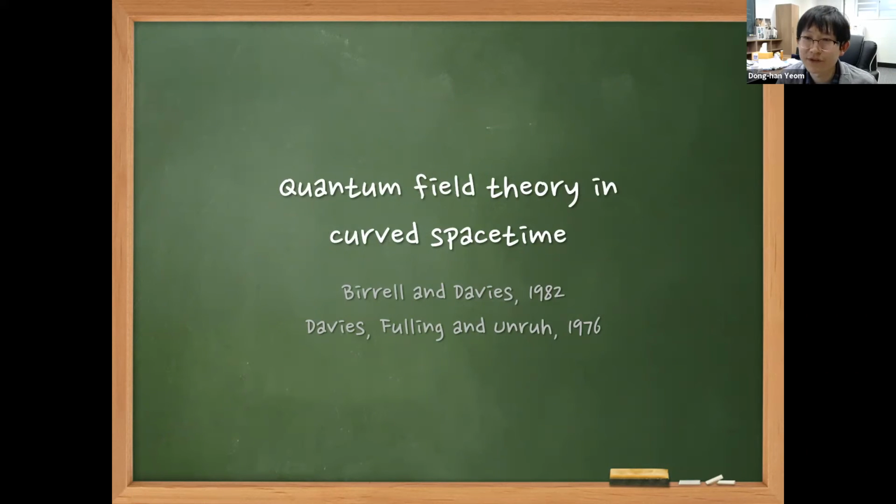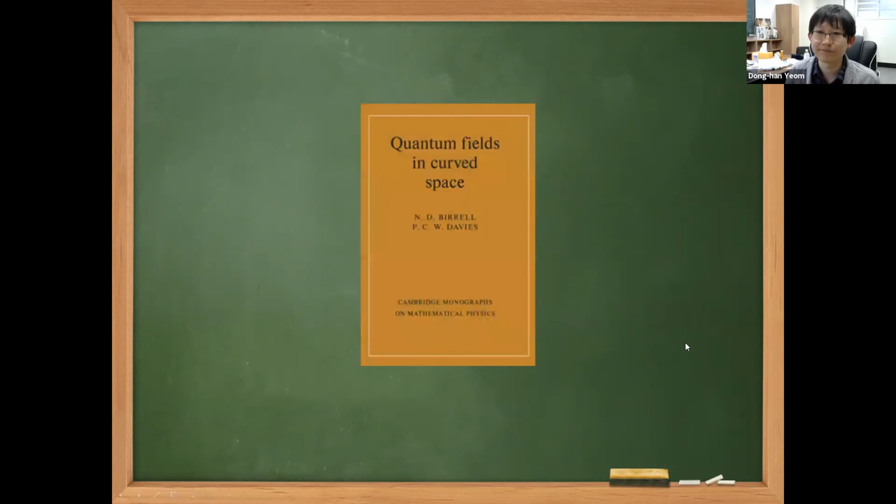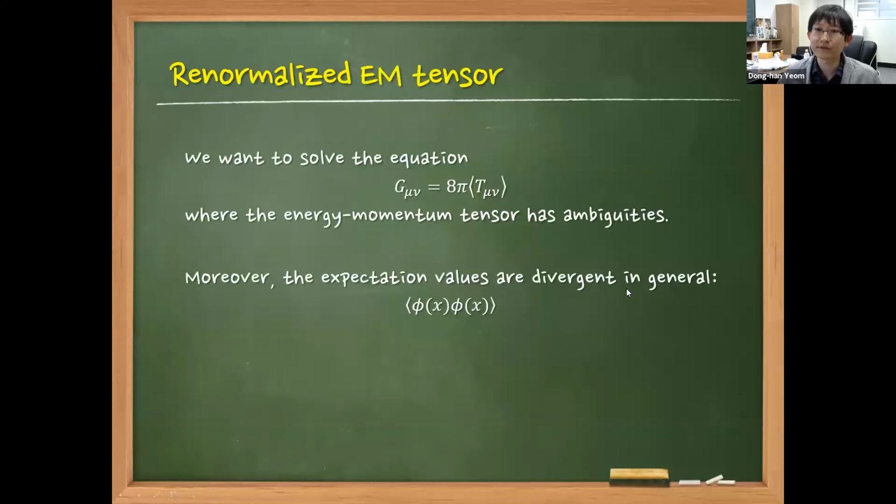And the two most important references are the book of Birrell and Davies in 1982 and the Davies-Fulling-Unruh paper in 1976. So maybe you may have this book, or you might see this book in some place. This is a very famous reference in this field, quantum fields in curved space. Of course, this is a very difficult topic, and I cannot say everything. But let me just historically summarize this topic.